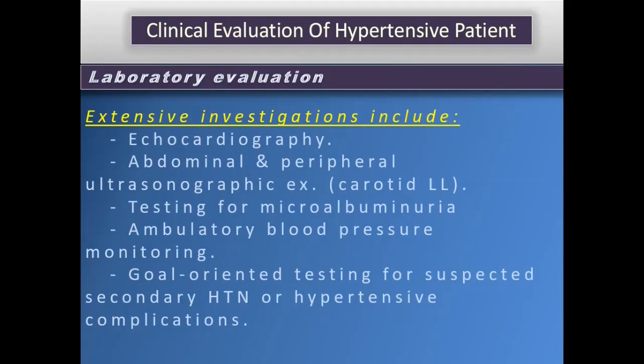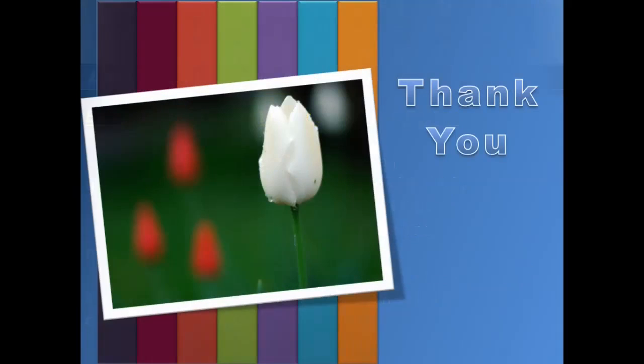These highly extensive investigations include echocardiography, abdominal and peripheral ultrasound, carotid ultrasound, testing for microalbuminuria, ambulatory blood pressure monitoring, and usually put in consideration the goal-oriented testing for suspected secondary form of hypertension or hypertensive complication. Thank you.